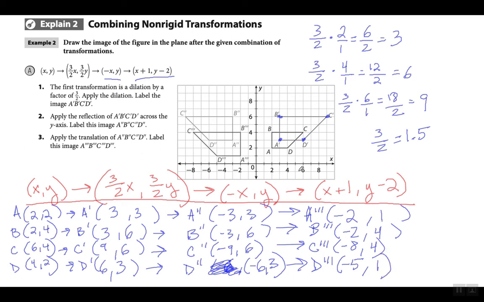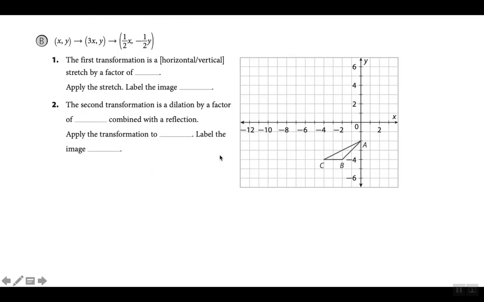Okay, and if you check, A triple prime is at -2, +1. B triple prime is at -2, +4. It all checks out, okay? All my coordinates are correct. Again, are you going to have to do all that work? Most likely no. But just in case, let's look at another example here.